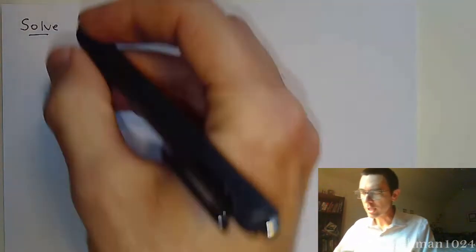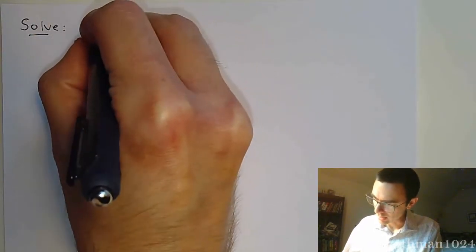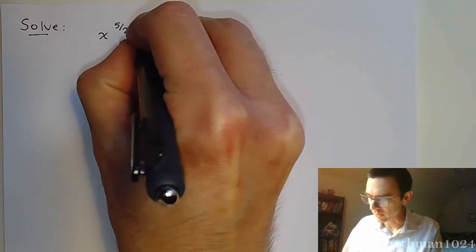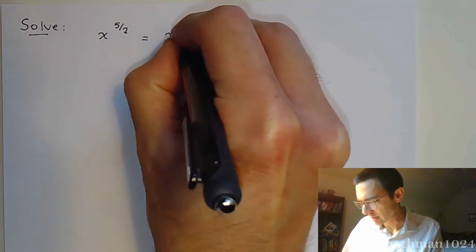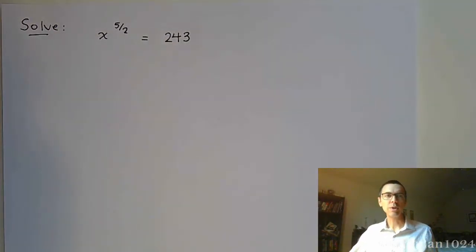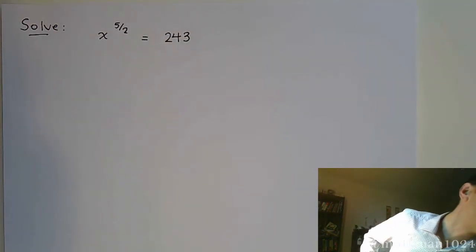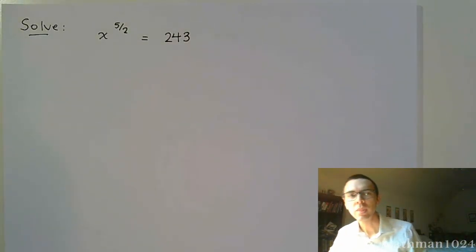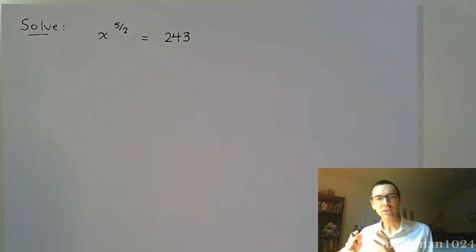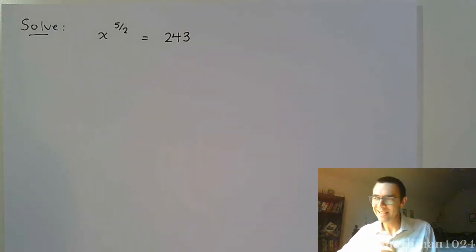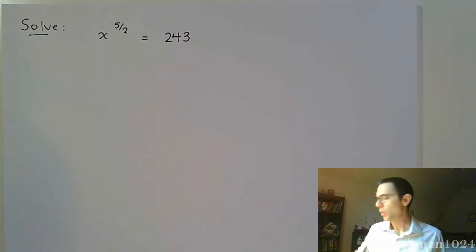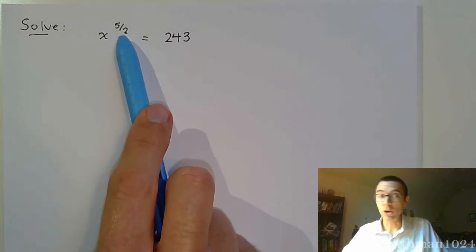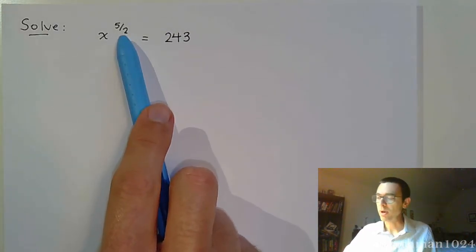Okay, so for example, if I ask us to solve the equation x to the 5 halves equals 243. Now, this doesn't necessarily have a radical in the way that it's written, but it is kind of radical in nature. What we want to do is get rid of this power. So the power here is what's in our way. That's the thing that's stopping us from having x by itself.